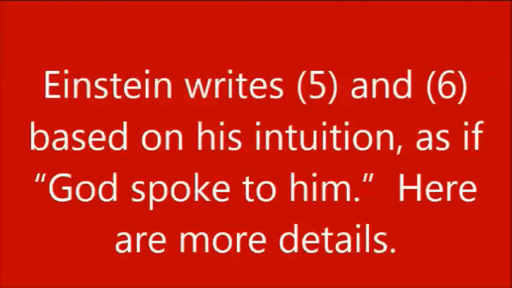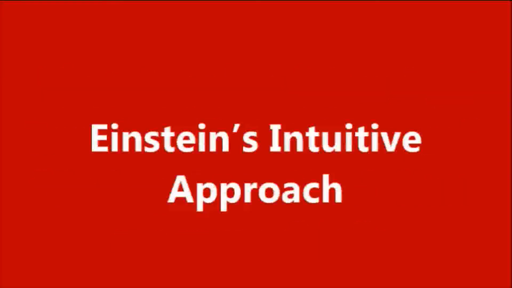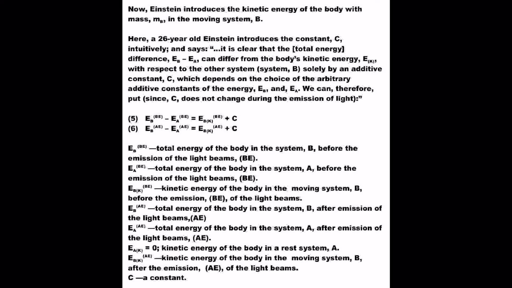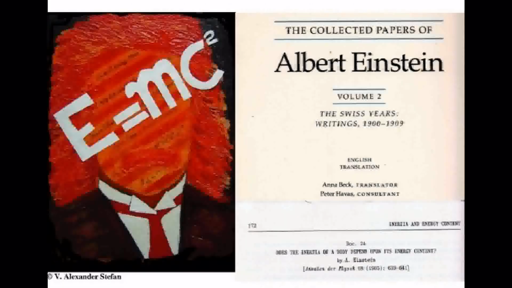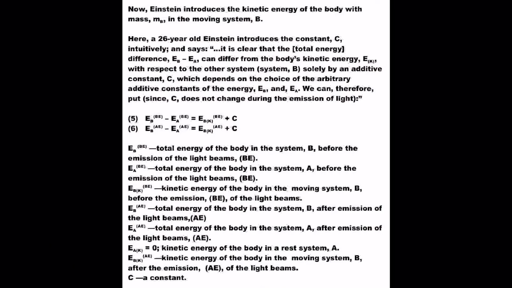Einstein writes 5 and 6 based on his intuition, as if God spoke to him. Here are more details. Einstein's intuitive approach. Now, Einstein introduces the kinetic energy of the body with mass, mb, in the moving system, b.